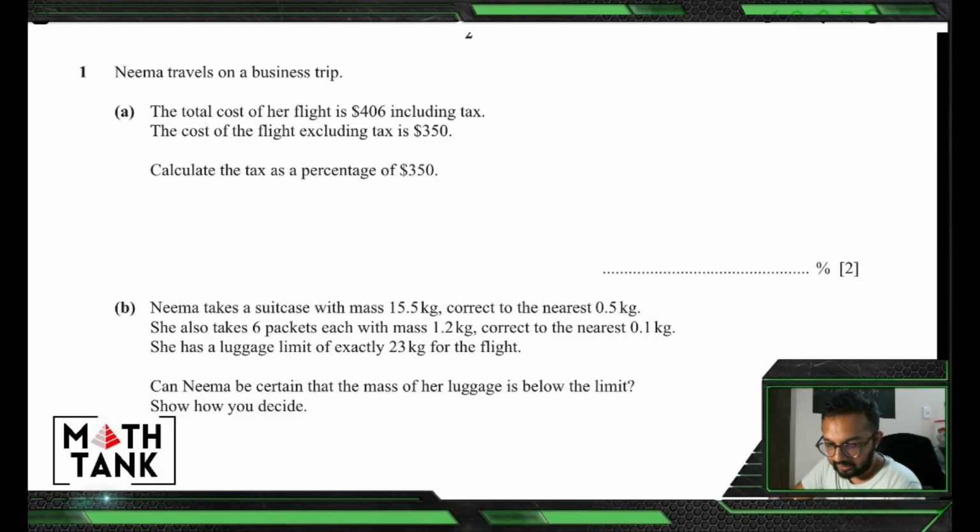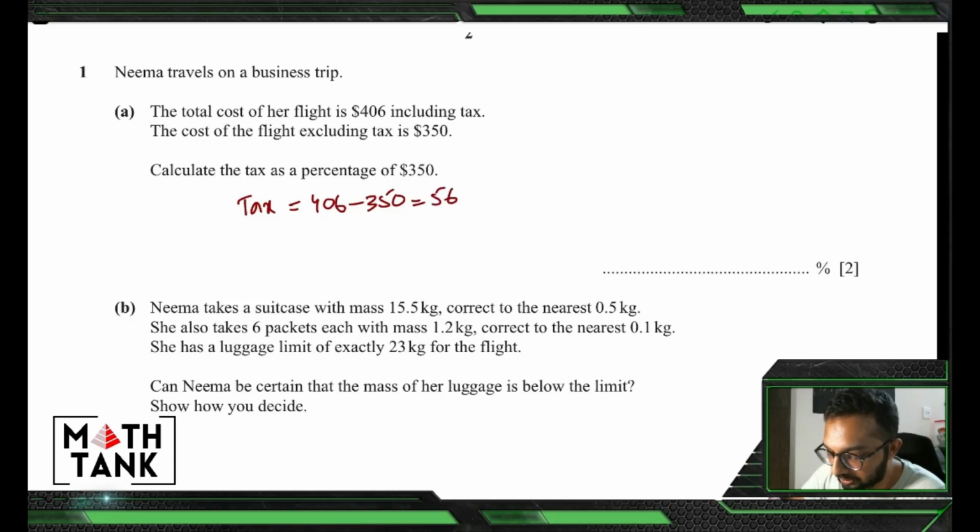Nima travels on a business trip. The total cost of her flight is 406, including tax. The cost of the flight excluding tax is $350, which means that there was about $56 in tax. Calculate the tax as a percentage of 350. So let's find out the tax first. I just told you that it's 56. I just subtracted the two mentally.